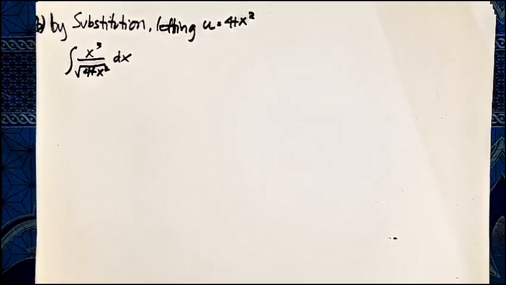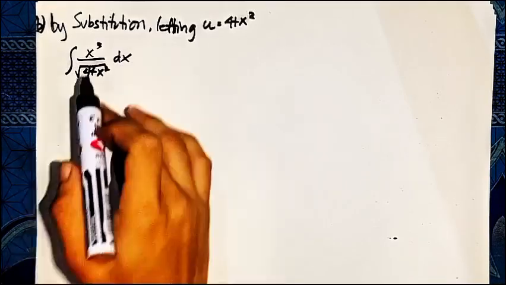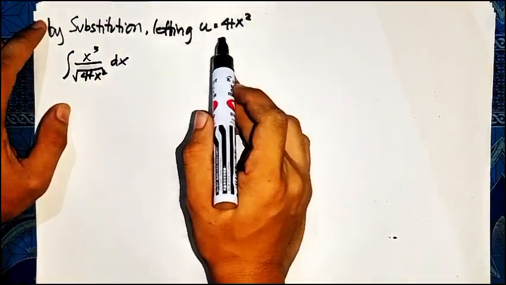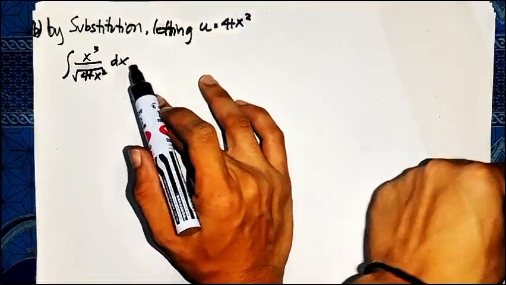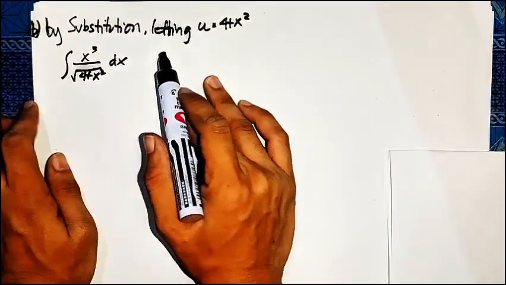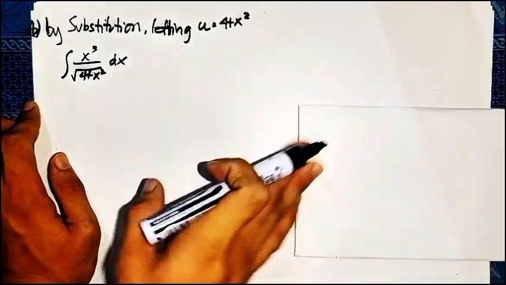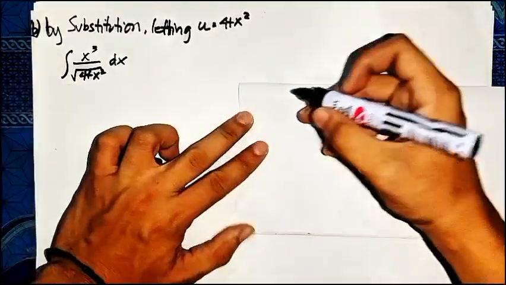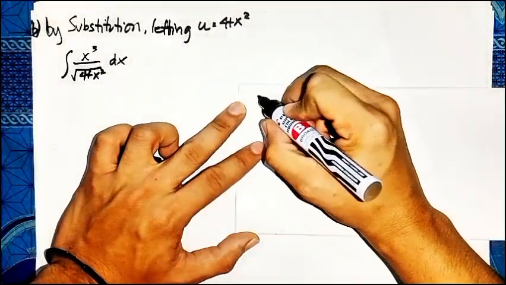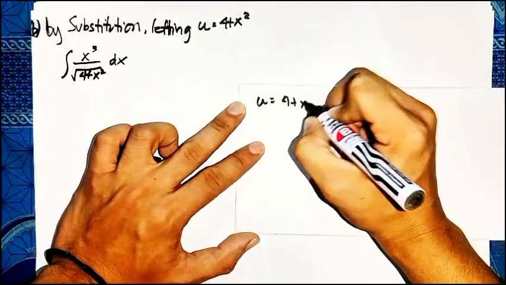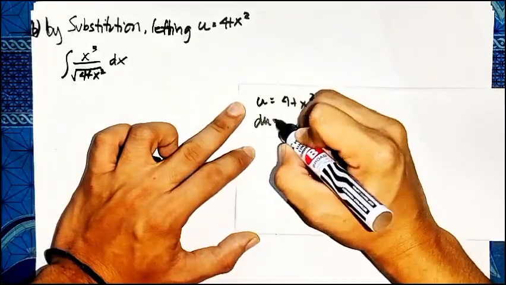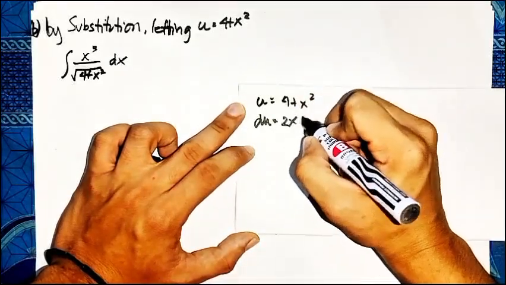Now let's proceed to letter B by integration by substitution. Letting u equal 4 plus x squared. And this is again our problem: the integral of x cubed over the square root of 4 plus x squared dx. Since our u here is 4 plus x squared, our du, the derivative of it, is 2x dx.